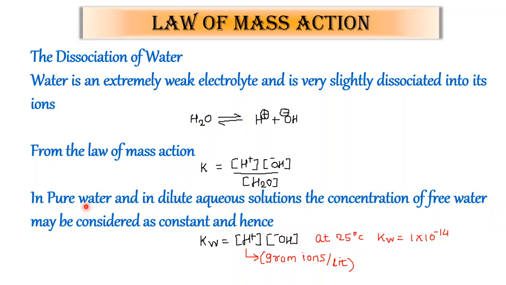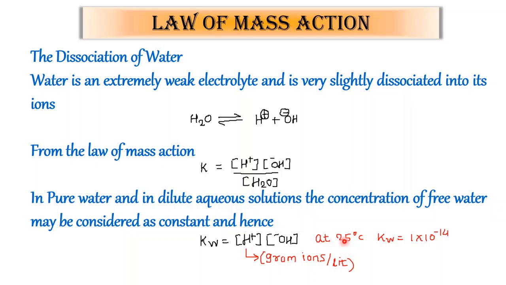In pure water or even in dilute aqueous solution, this concentration term for the water remains the constant. So if I transfer this from this side to the K side, I can write a new equilibrium constant and that will become Kw. Kw is equals to concentration of H ions into concentration of OH ions. And this is equation at 25 degrees Celsius.